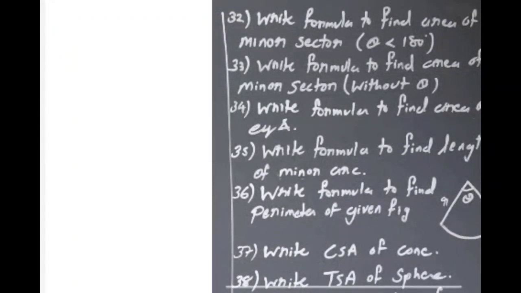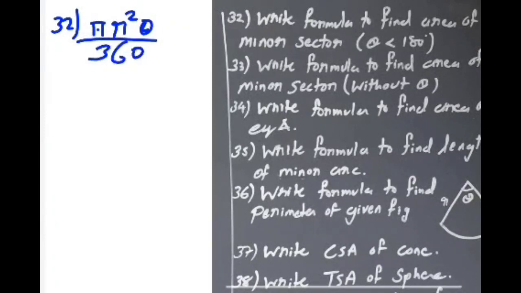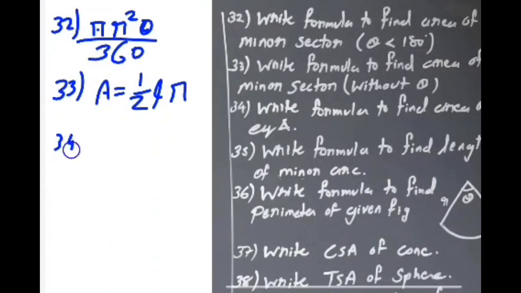Now write formula to find the area of minor sector, 32nd. So that is pi r square theta by 360. Now 33. Write formula to find the area of minor sector without theta. So that formula is 1/2 LR, which is quite important. Okay. And 34. Write formula to find the area of equilateral triangle. Equilateral triangle will be root 3 by 4 a square, or you can write side square.